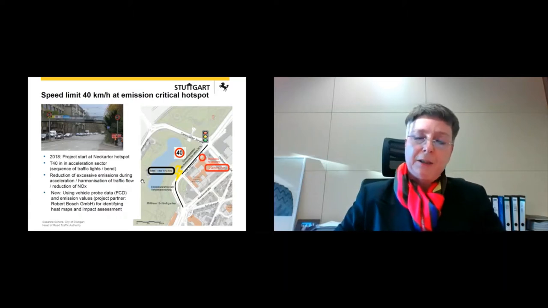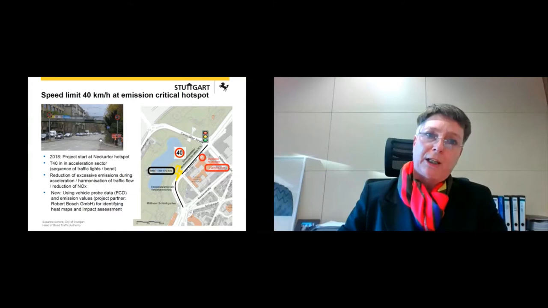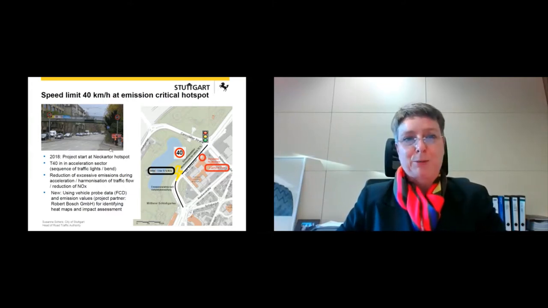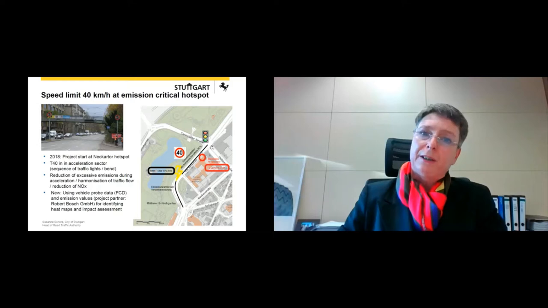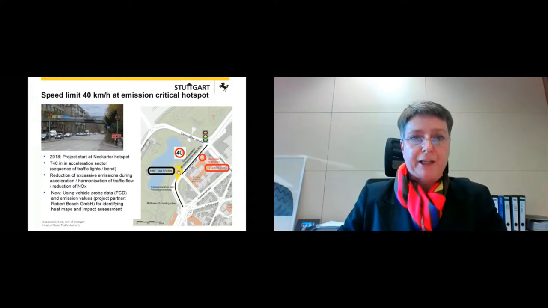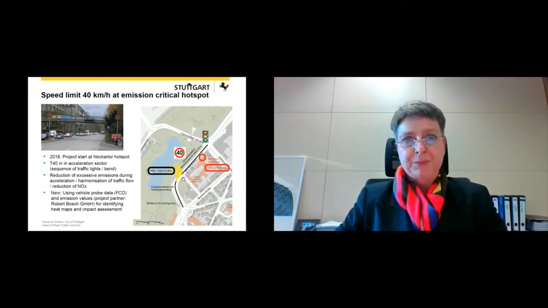In 2018, we started with another project. This was a pilot project with the company Bosch. And we went to the other hotspot at the Neckartor. And as you see, there's no gradient. It's quite flat. We have about 80,000 vehicles per day at this location. And what we saw is that we have very excessive emissions on this road, which comes with an intersection and a traffic light, and the cars are accelerating up to this bend, stopping and then going on. And this driving behavior led to very high acceleration and emissions.